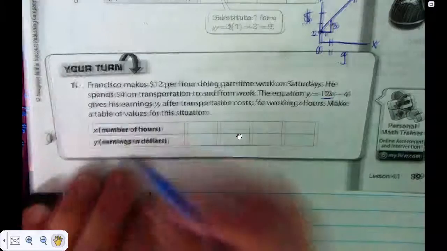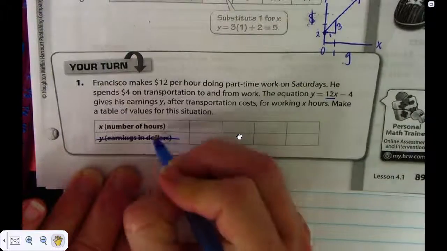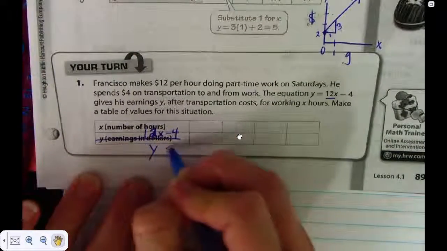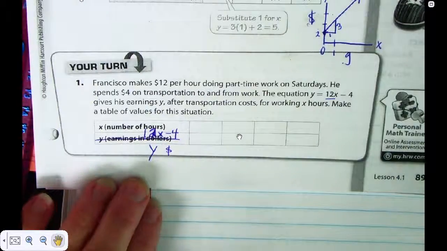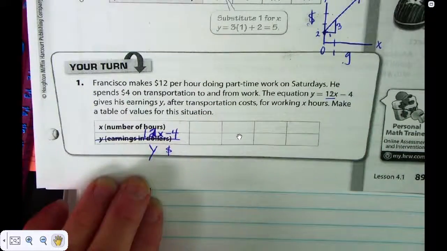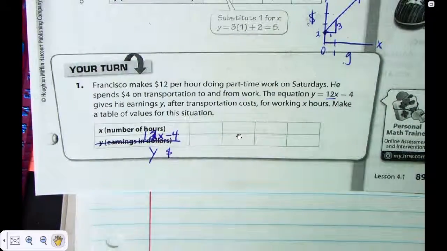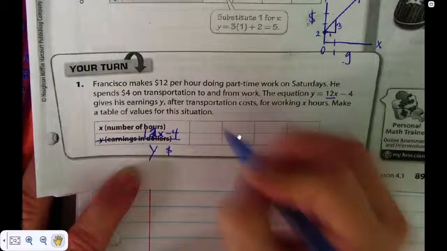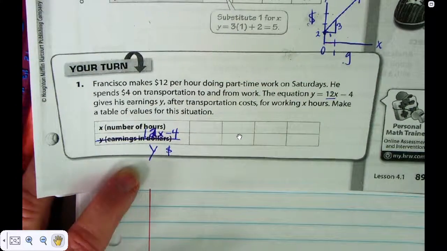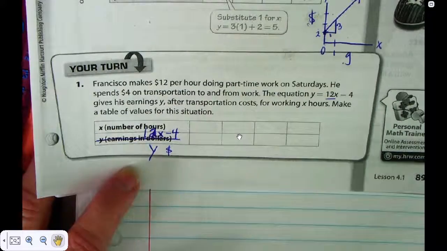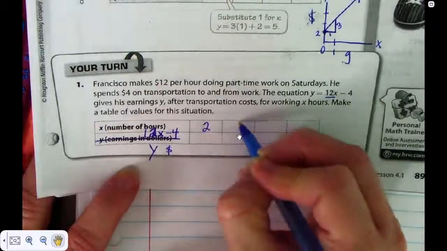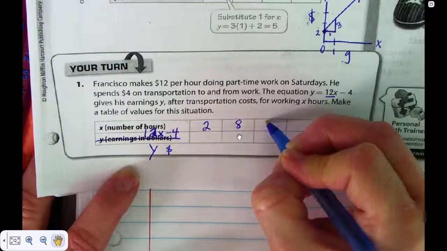Okay? So what I want to do is mark out this and put 12x minus 4 right there. And then put y down here, which is the money, his earnings. We're going to make us a process column right there. What is a reasonable amount of hours he might work on a Saturday? 8 hours. Okay, well, let's not put that first. Let's do a smaller one. Let's say he only works 2. Okay, so 2, 8, and let's do just one more.